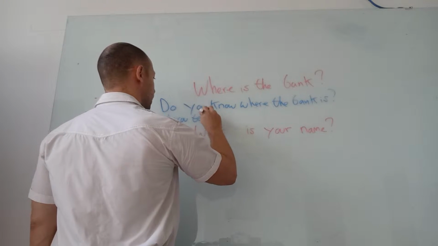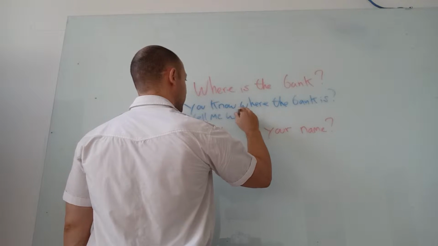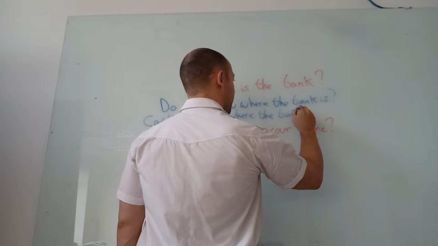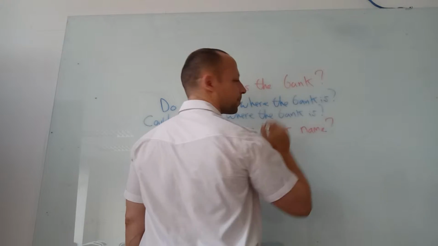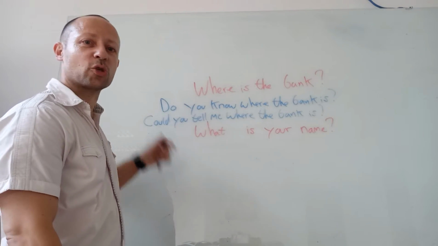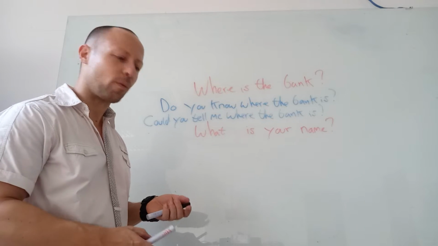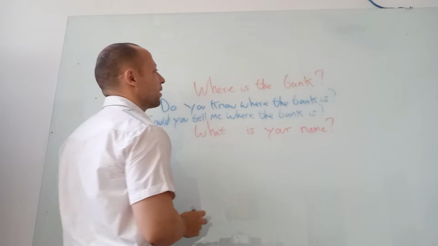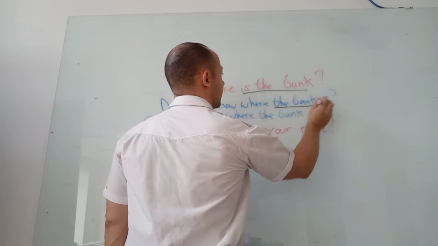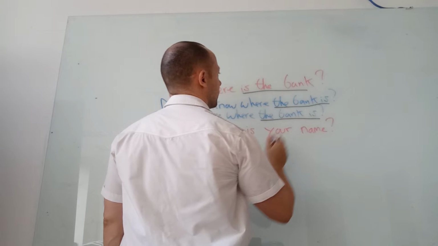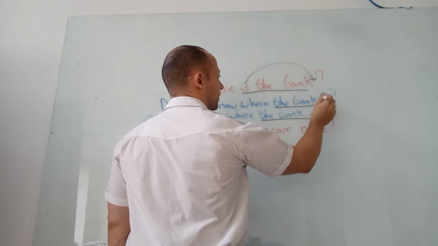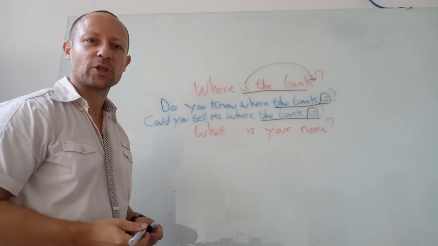Could you tell me where the bank is? Okay, so basically these two are asking the same thing as this, but these two are far more polite, they're far more formal. And again, you'll notice that here we have is the bank, and here we have the bank is. So we change the verb to be to the back here when we're doing indirect questions.